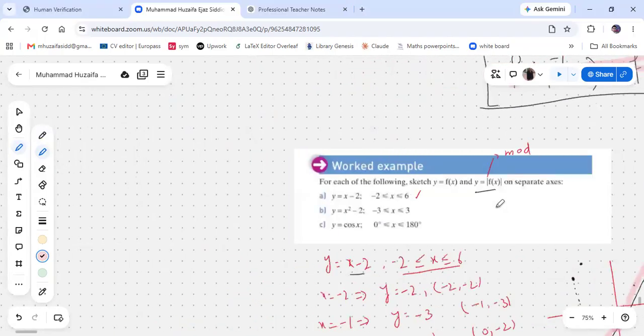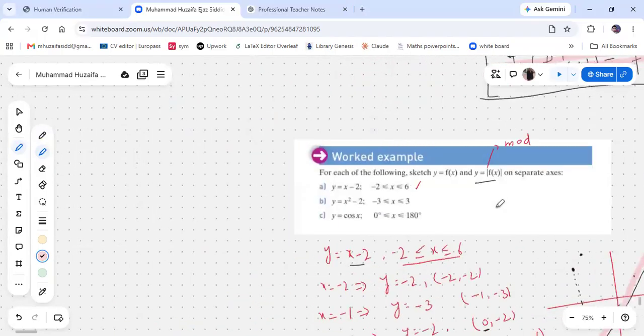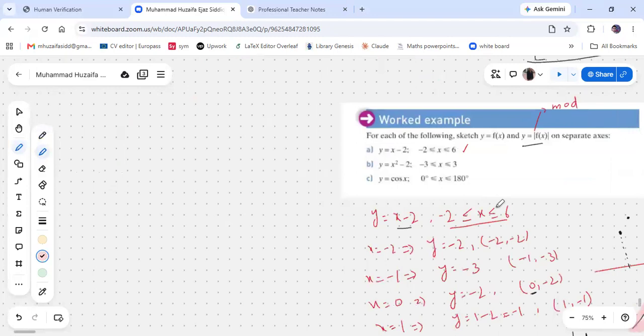Same for the next one. Here I'm giving you some clue points of this function. Look here: y is equal to x square minus 2, where x is greater than minus 3 and x is less than 3.